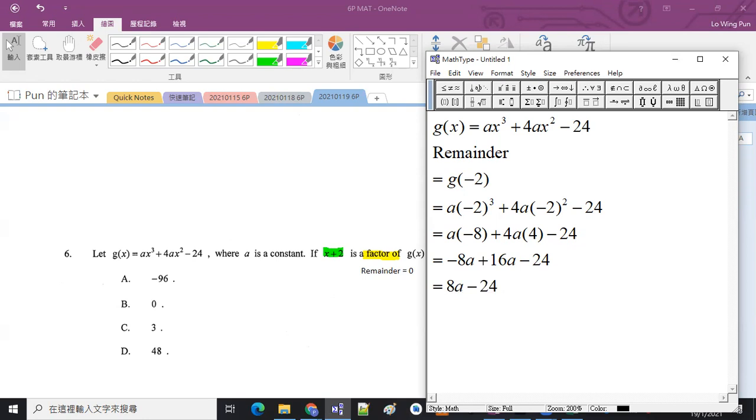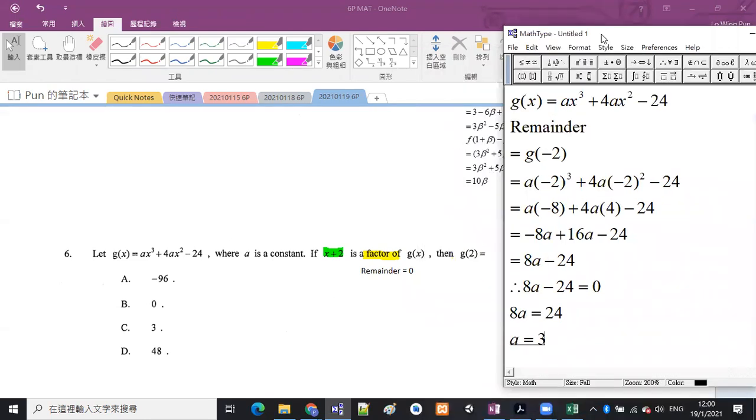But the question tells you that x plus 2 is a factor of g(x), which means that the remainder should be equal to 0. So we should put our remainder equal to 0. And then you can easily calculate that a is equal to 3. But the question is not asking you to find the value of a. The question asks you to find the value of g(2).